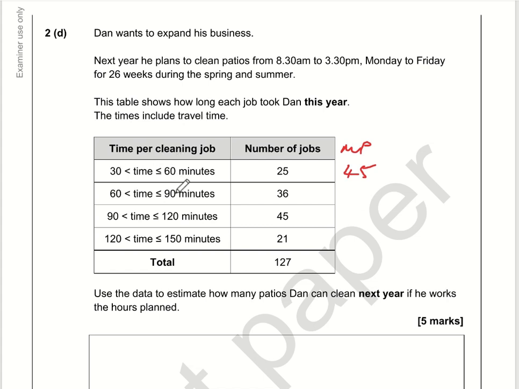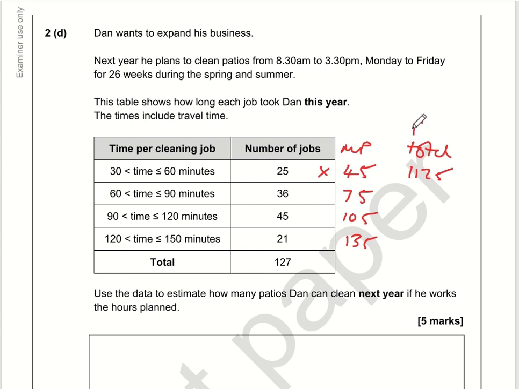So here's a column for the midpoints of these ranges. 60 to 90, the midpoint is 75. If you're struggling to work out the midpoint, by the way, just add the two values together and divide by 2. So the midpoint of 90 and 120 is 105, and the midpoint of 120 and 150 is 135. So we're assuming that 25 jobs took 45 minutes each, so the total time of these jobs is 25 times 45, which is 1125.